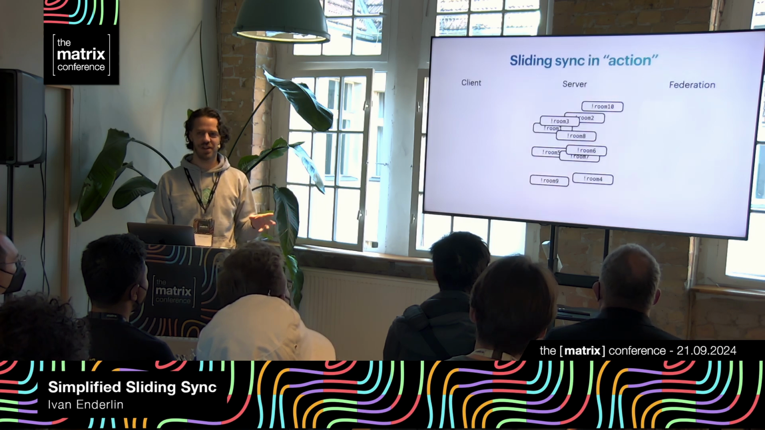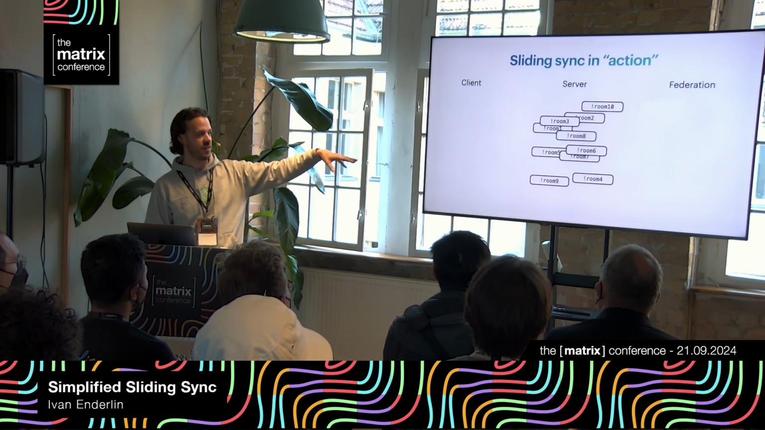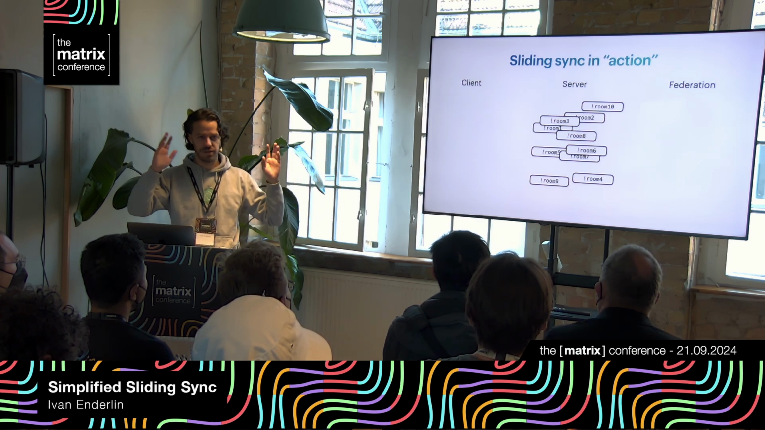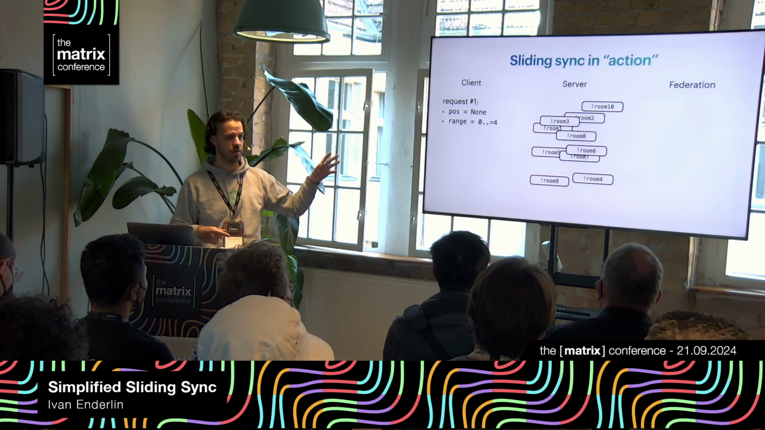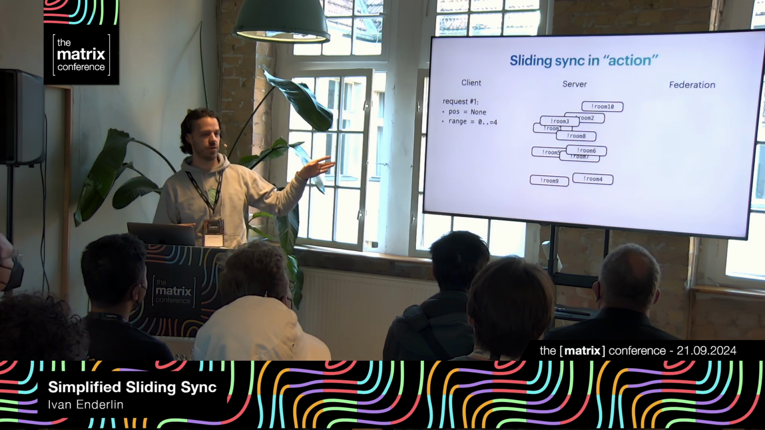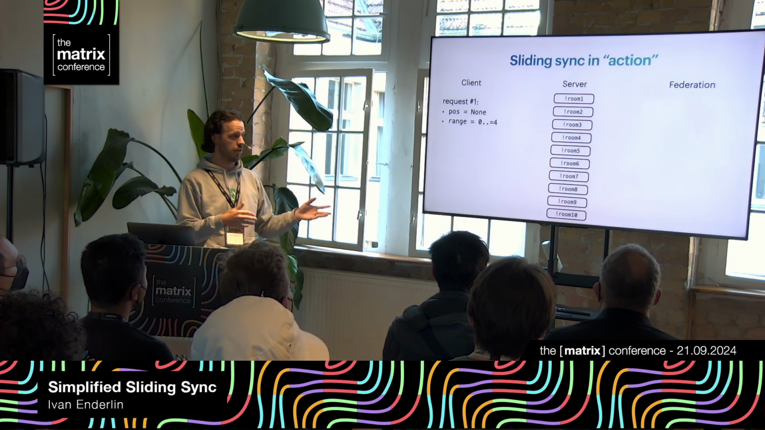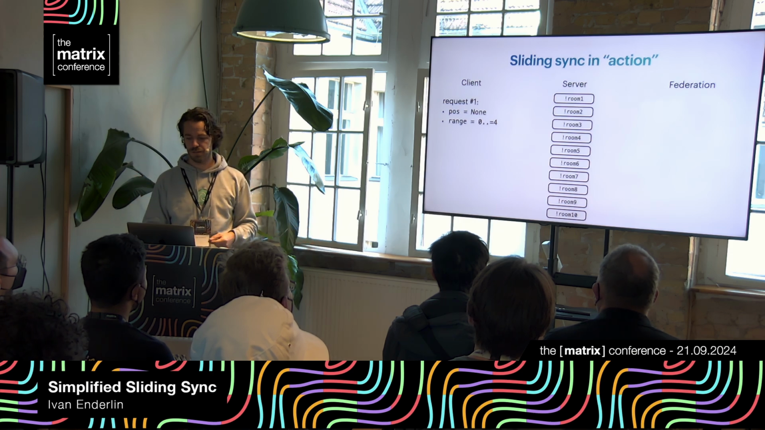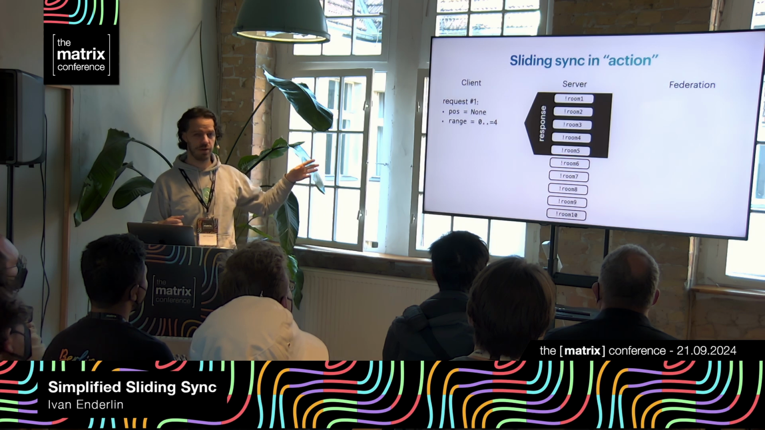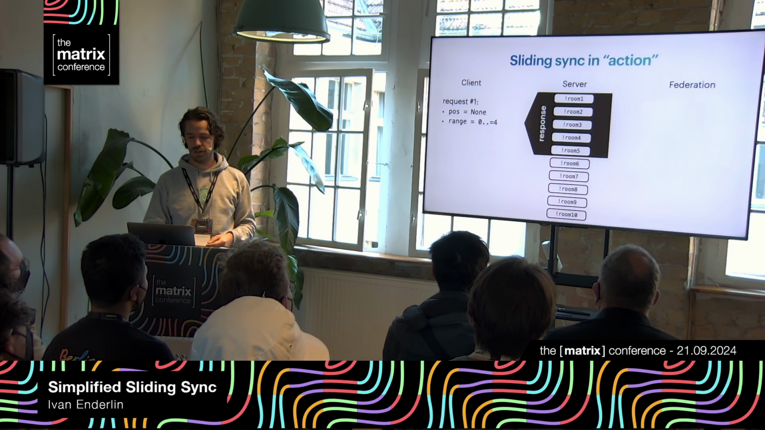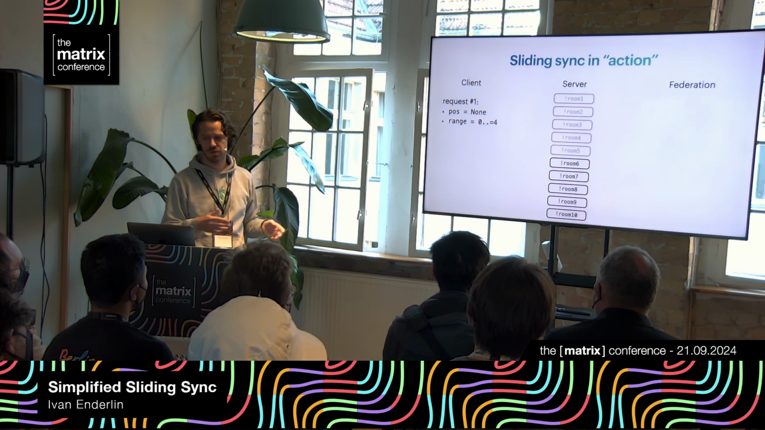So let's see it in action. I don't have a demo, but this is like a slide demo. We have a set of rooms, unsorted. This is the list on the server. And the client is doing a first request. We have no position, and the range is 0 to 4 included, so 5 rooms. So we want 5 rooms. The server says, oh, this is a new session, so it starts by ordering and preparing the list. And then, okay, I'm going to return the top 5 rooms, and they are marked as sent. No update, just that they have been consumed.